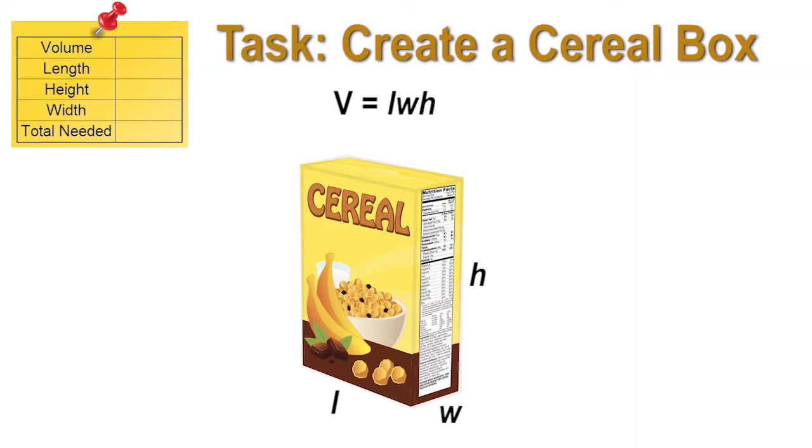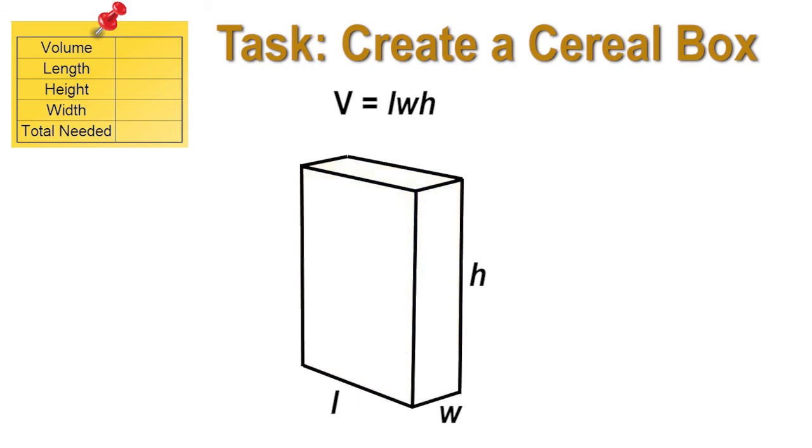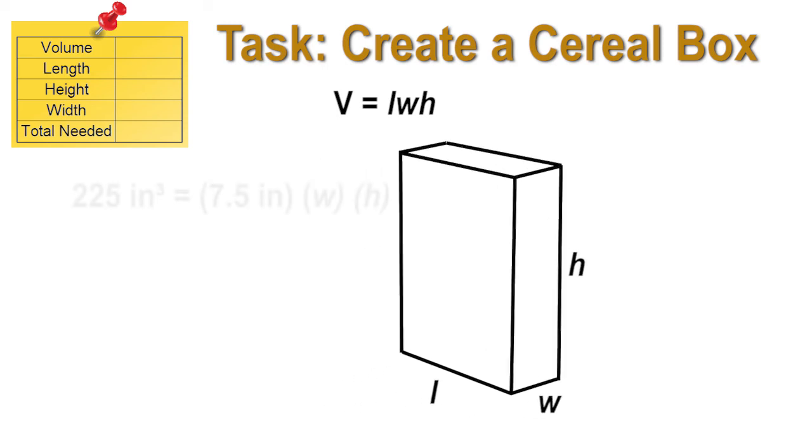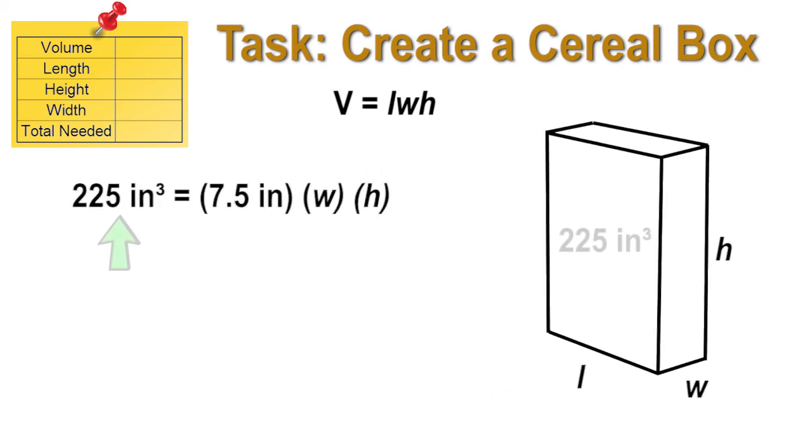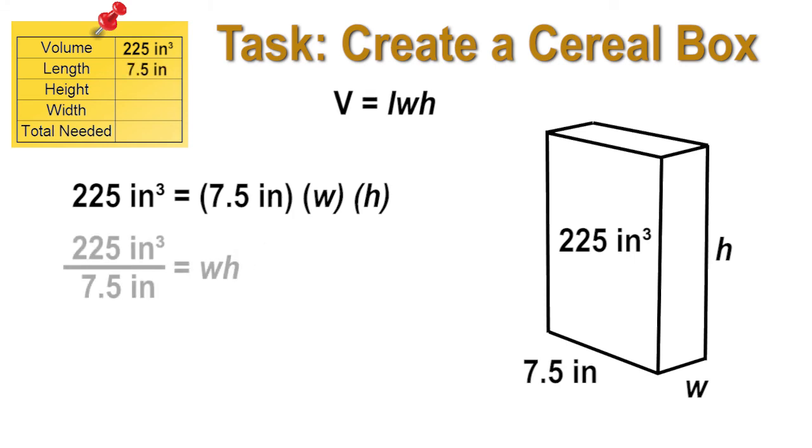Most cereal boxes are rectangular prisms. Volume of a rectangular prism is found by multiplying the length times the width times the height. The volume and length are known, so let's put 225 cubic inches for the volume and 7 1/2 inches for the length. Divide by 7 1/2 to isolate the width and height. The equation now reads 30 equals width times height. The width and height multiplied must equal 30.